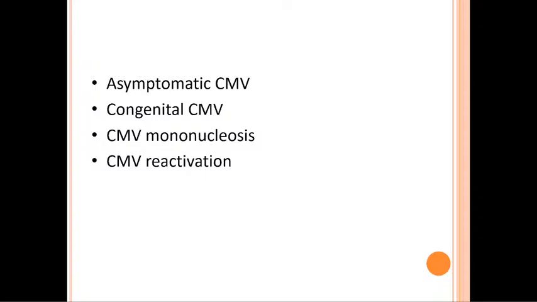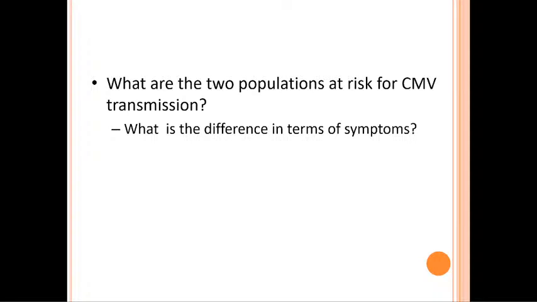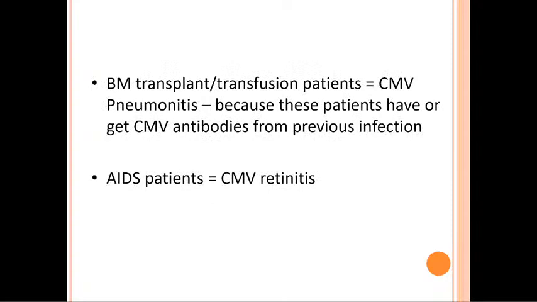Now, there are two populations who are at risk for the transmission of CMV. These are patients with bone marrow transplants and patients with HIV or AIDS. Okay? The case presentation is different in terms of symptomology. CMV pneumonitis is expected from patients with blood transfusions or bone marrow transplants. But for AIDS patients, it's usually CMV retinitis. Okay? It goes to the eyes for AIDS patients.